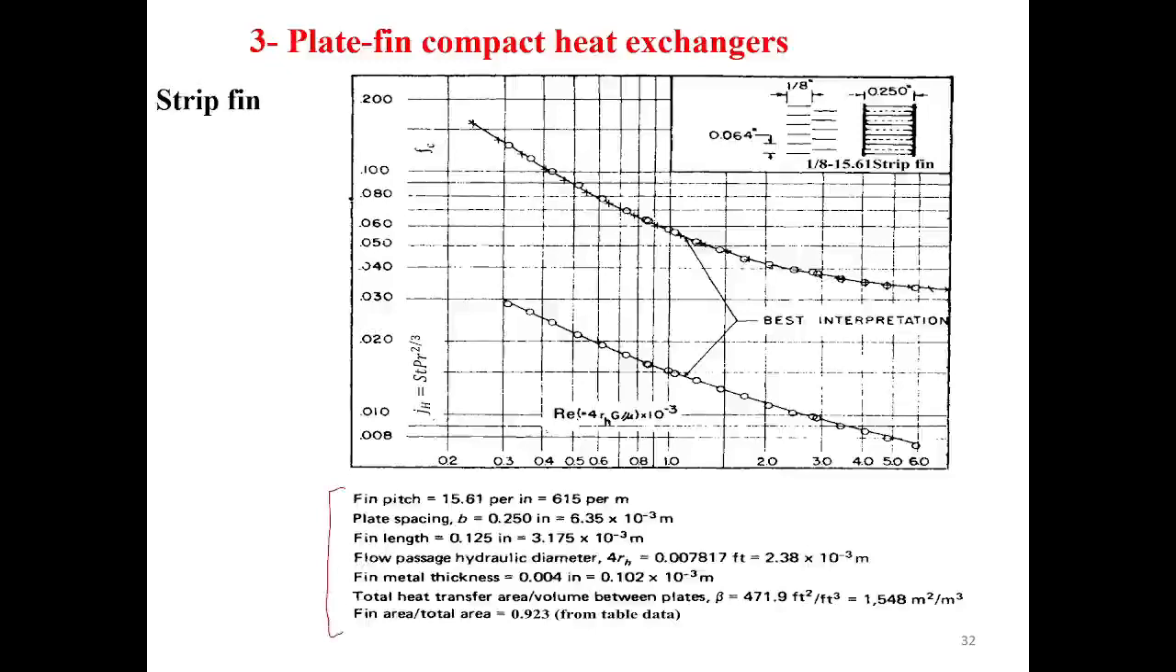So for this surface, the data showing how the friction coefficient and the J factor change with the Reynolds number are in this figure. Whenever you use this surface, for example, and you would like to calculate the pressure drop or the heat transfer coefficient, you use this figure.